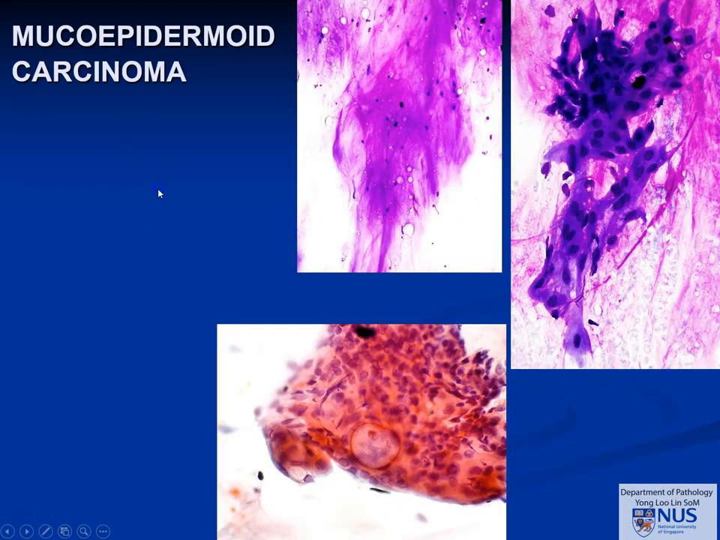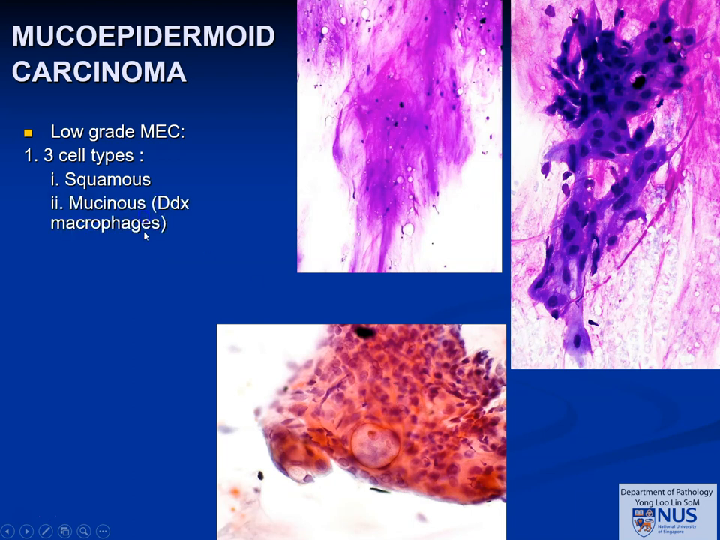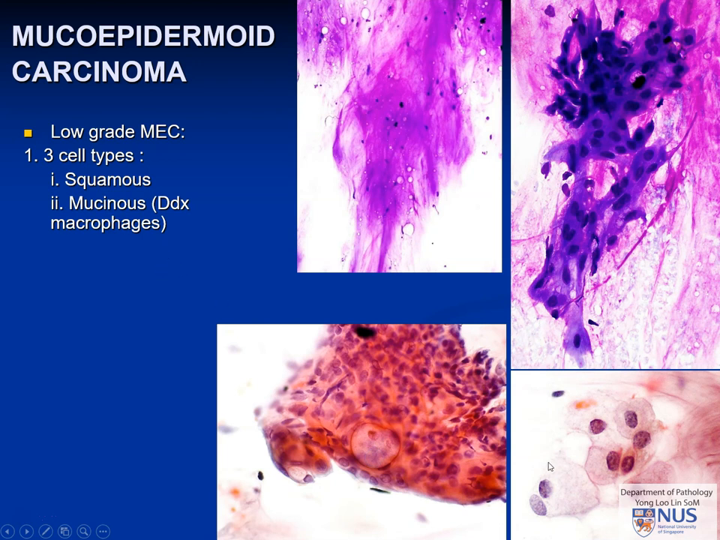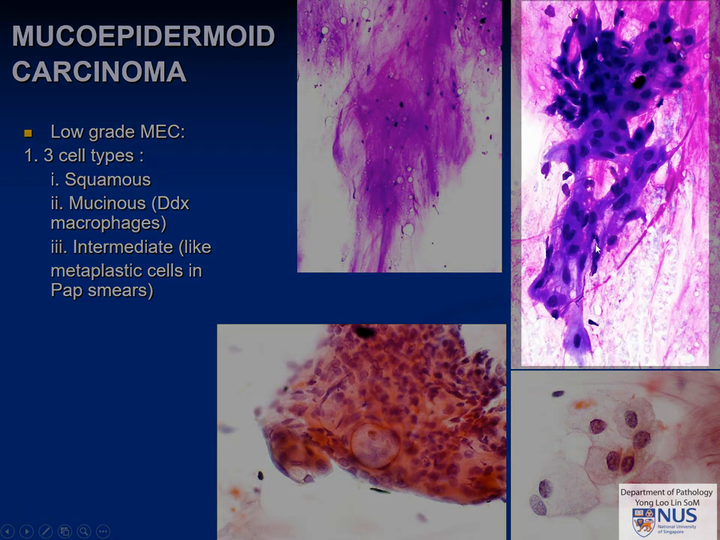So moving on to mucoepidermoid carcinoma, and here I am referring to low-grade mucoepidermoid carcinoma. You would expect to see 3 cell types. The squamous cells, generally we do not see keratinized squamous cells, but we would just see squamous cells with rather dense cytoplasm. Mucinous cells, which may have very large mucin goblets, and sometimes these cells can actually look deceptively bland and resemble macrophages. So these are actually goblet cells or mucinous cells. And intermediate cells, which appear very similar to metaplastic cells in pap smears or in cervical smears.